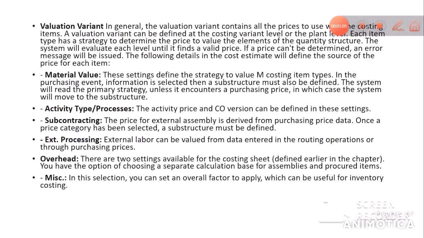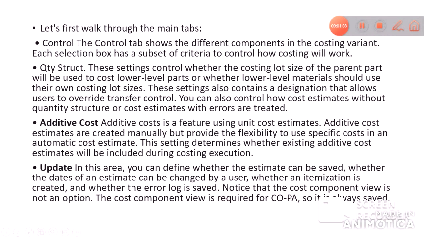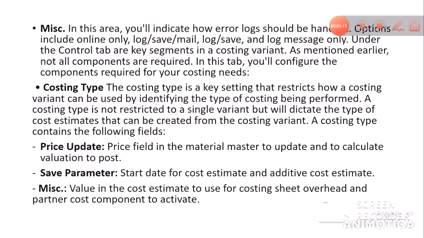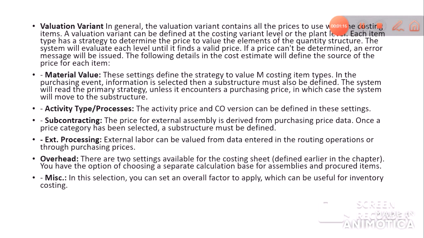So, valuation variant. If we see this, the costing type is done, which is in the yellow highlighted box, and now we are in valuation variant. In general, the valuation variant contains all the prices to use with the costing items. A valuation variant can be defined at the costing variant level or the plant level. Each item type has a strategy to determine the price to value the elements of the quantity structure.